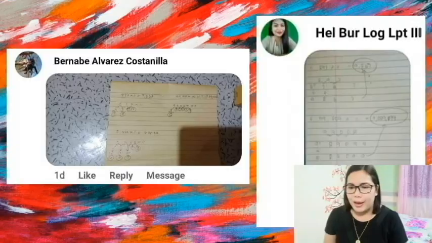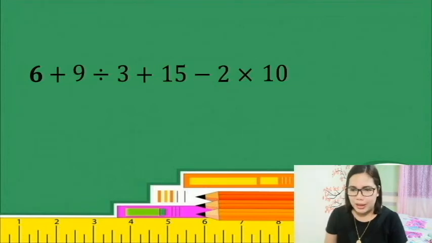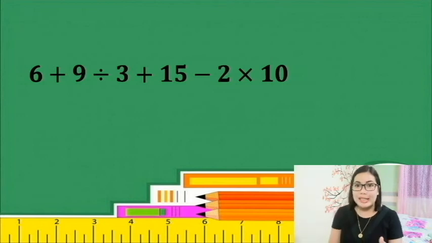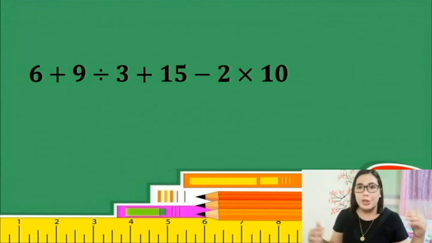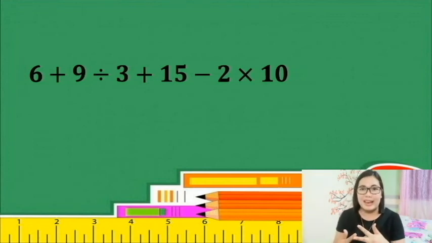help you guys. So, let us consider this mathematical expression. We have 6 plus 9 divided by 3 plus 15 minus 2 times 10. As you can see, the 4 fundamental operations are together. We have addition, subtraction, multiplication, and division. Now, what will happen if these 4 fundamental operations go together in one mathematical sentence?